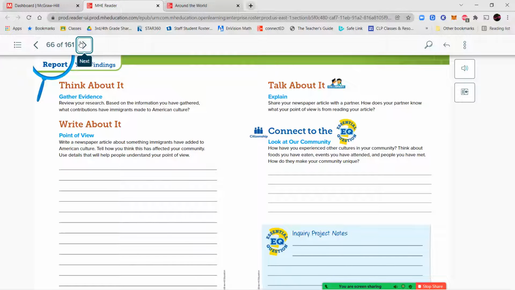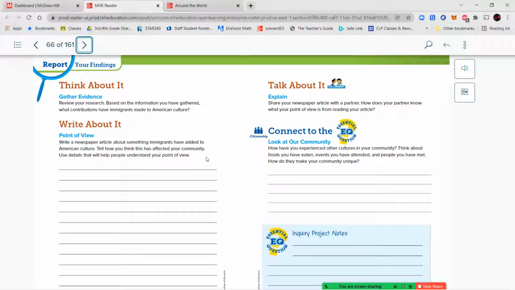Now for our next section in the Think About It and Write About It section, it says review your research based on the information that you've gathered. What contributions have immigrants made to American culture? Write a newspaper article about something immigrants have added to American culture. Tell how you think this has affected your community. Use details that will help people understand your point of view.